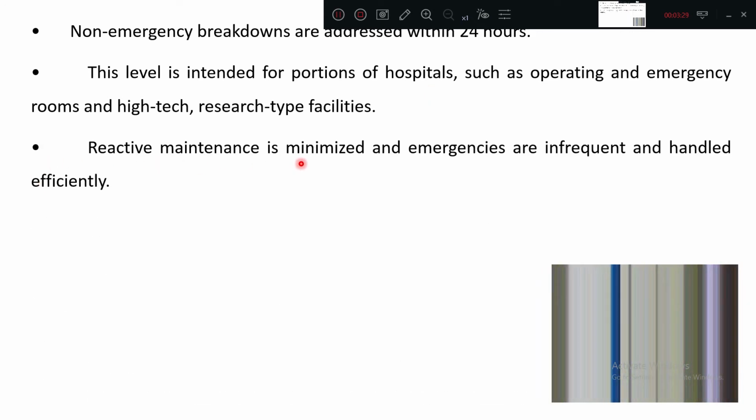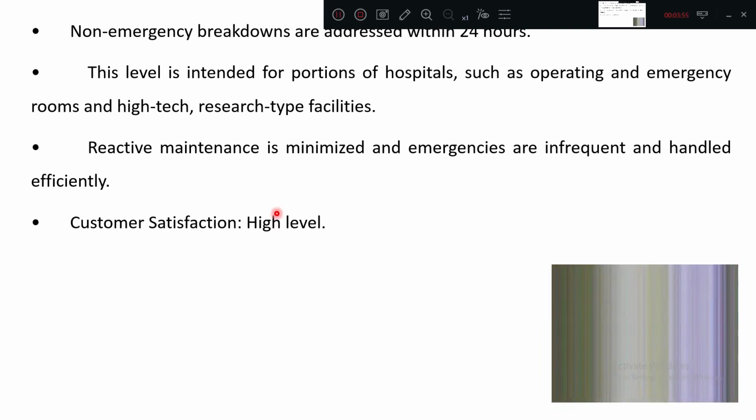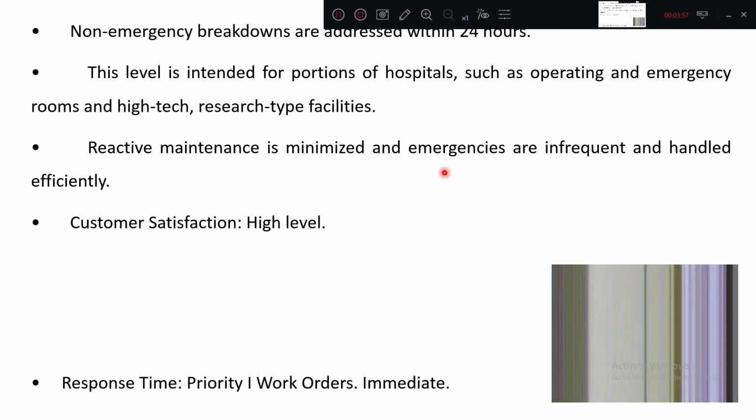Reactive maintenance is minimized, which means we are always going for preventive maintenance, not reactive. Failure is not at all going to occur here. That is the condition you are maintaining. Emergencies are infrequent and handled efficiently. Customer satisfaction level is very high. In this level, customer satisfaction will be very high.